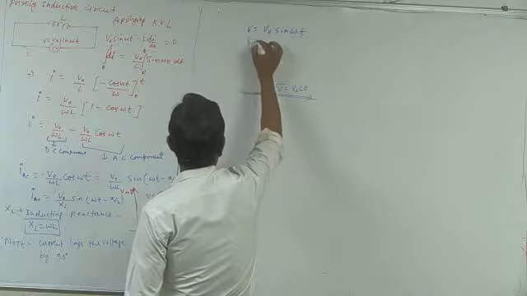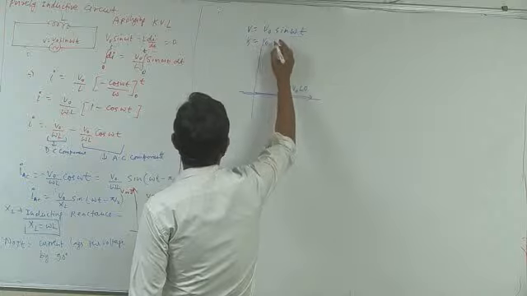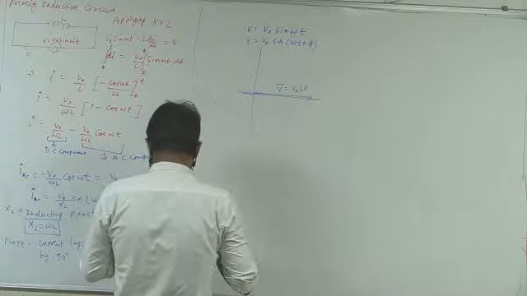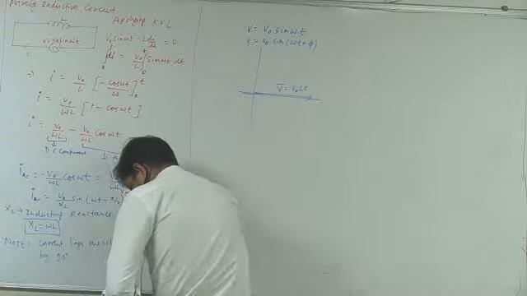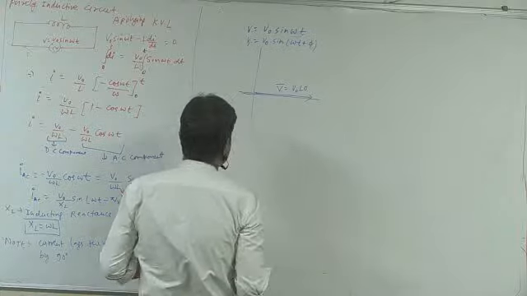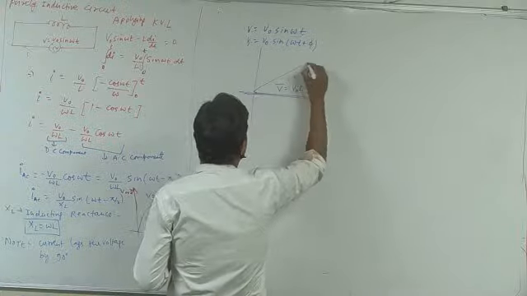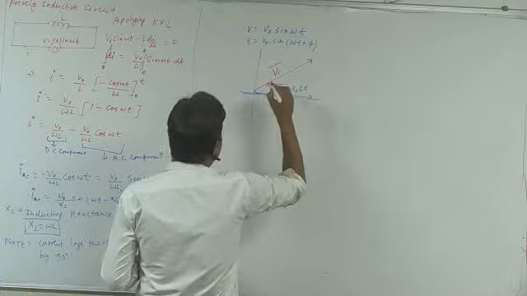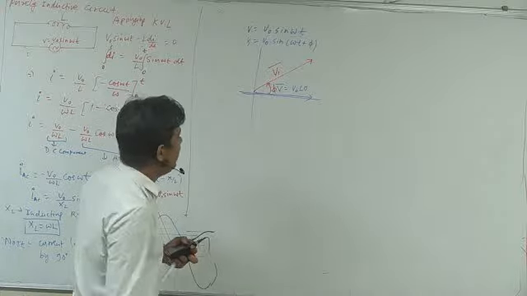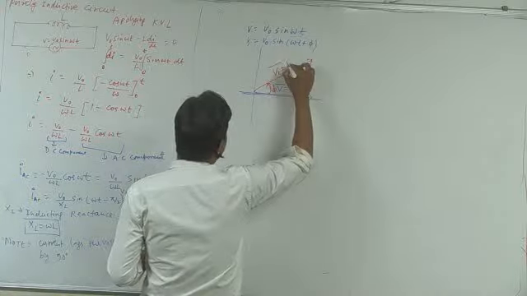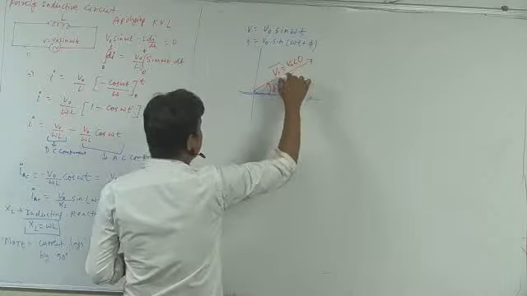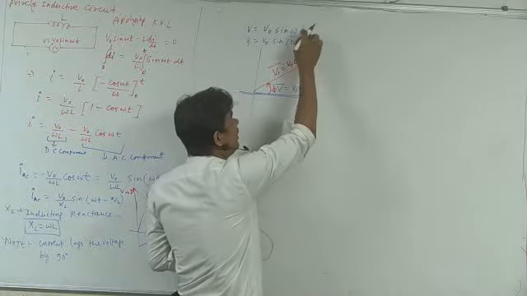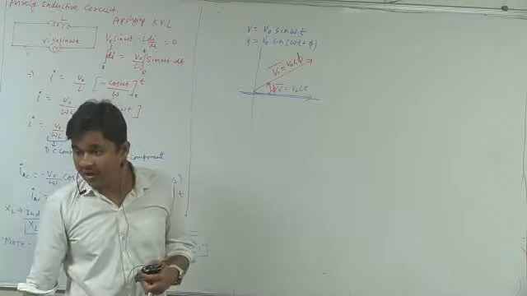If I say v1 equals v naught sine of omega t plus phi, that will be represented here like this. This is the v1 phasor. This angle will be how much? Phi. And its magnitude is V naught. V naught is telling its peak value, and the angle tells how much it is ahead of the reference. How much ahead? Phi angle. Yes or no?